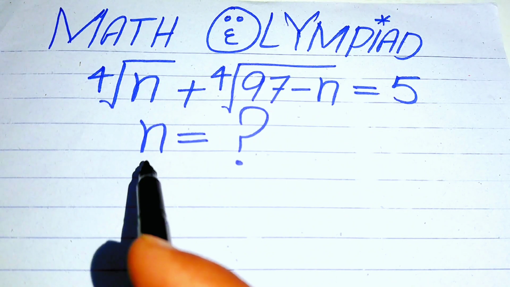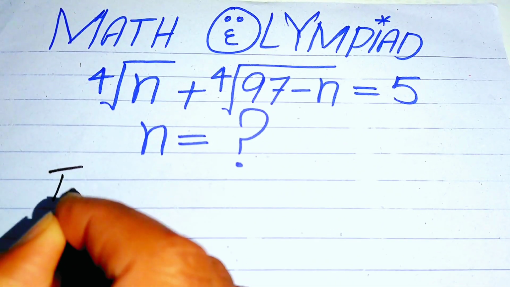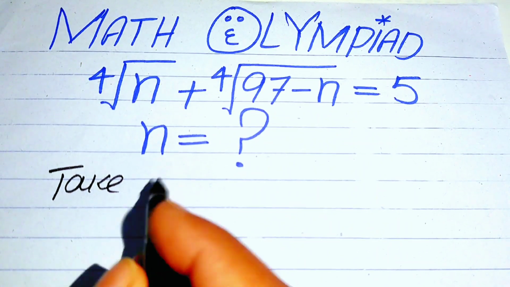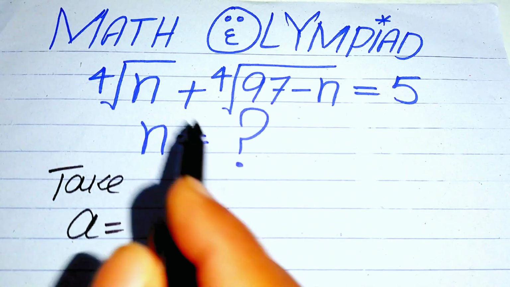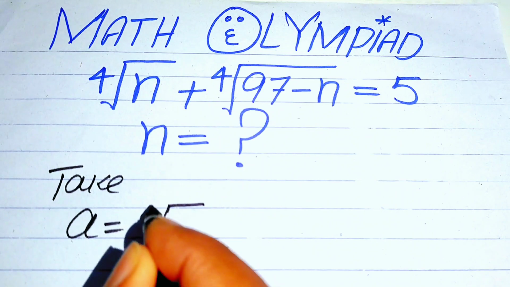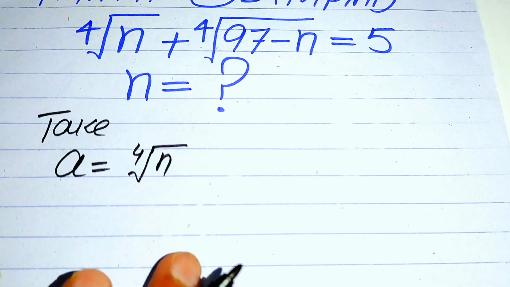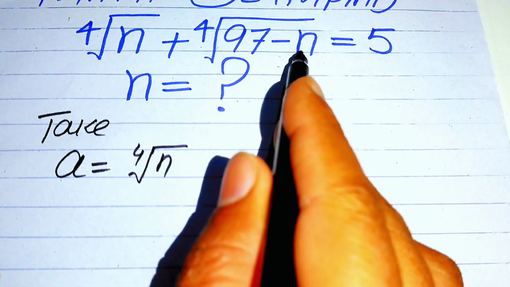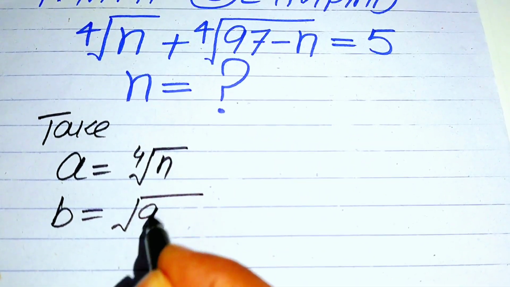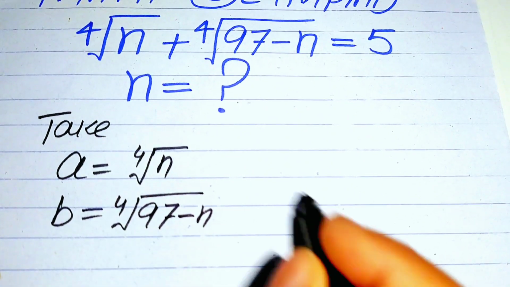So the very first step we are going to do is take some simplification or substitutions here. We take a equals the fourth root of n, and we take b equals the fourth root of 97 minus n. So it will be written in this form: 97 minus n and its fourth root.